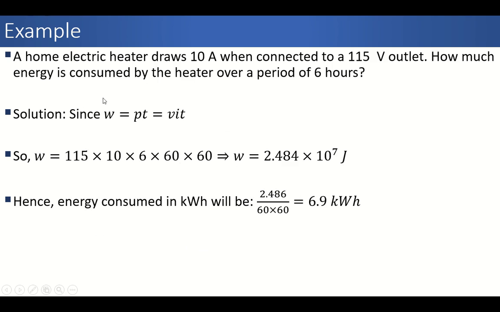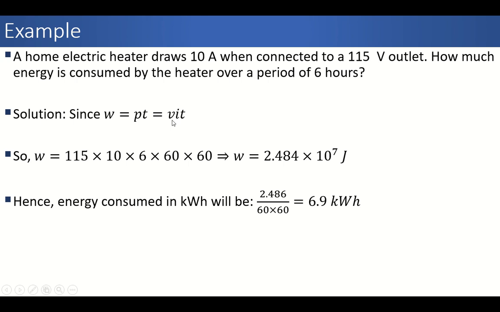Let's see another example. A home electric heater draws a current of 10 amperes when connected to a 115-volt outlet. How much energy is consumed by the heater over a period of 6 hours? So we have a heater that draws a current of 10 amperes when connected to a voltage of 115 volts. We want to find the energy consumed, and we know that energy is equal to power into time. So this is equal to VI into t, because electrical power is P equal to VI.